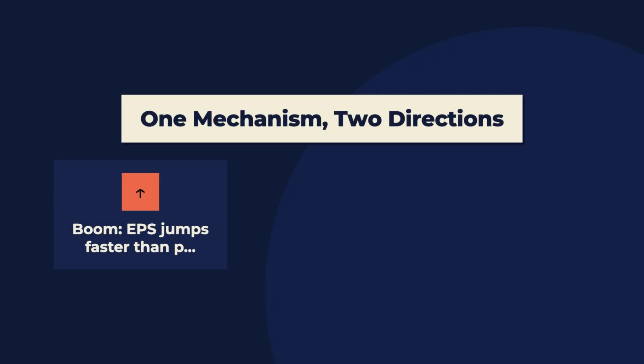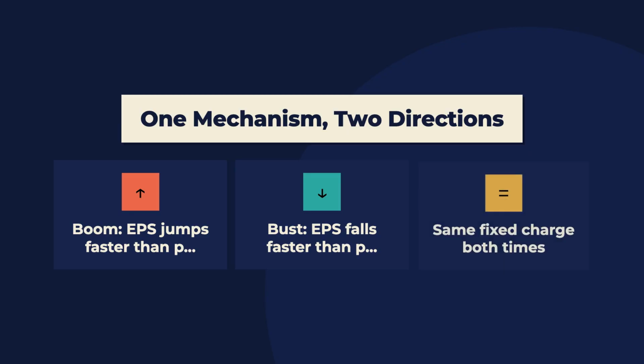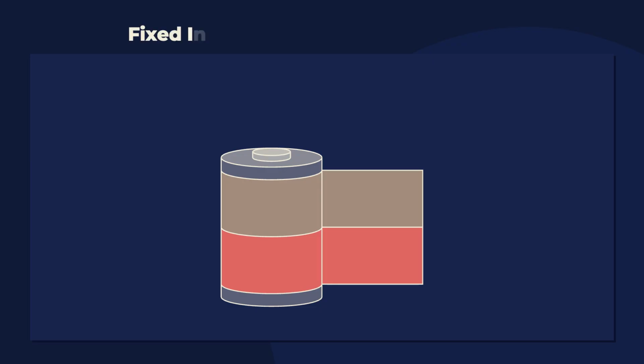In good times, operating profit grows but the interest bill doesn't, so the surplus for shareholders grows even faster and earnings per share jump. In bad times, the same fixed charge eats a bigger slice of a shrinking profit pool, so earnings per share fall even harder.